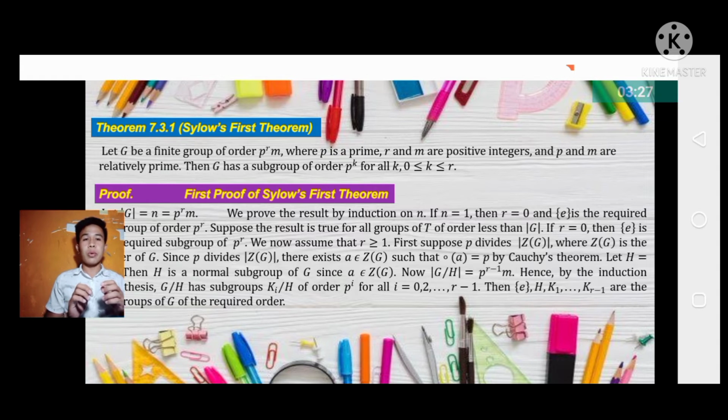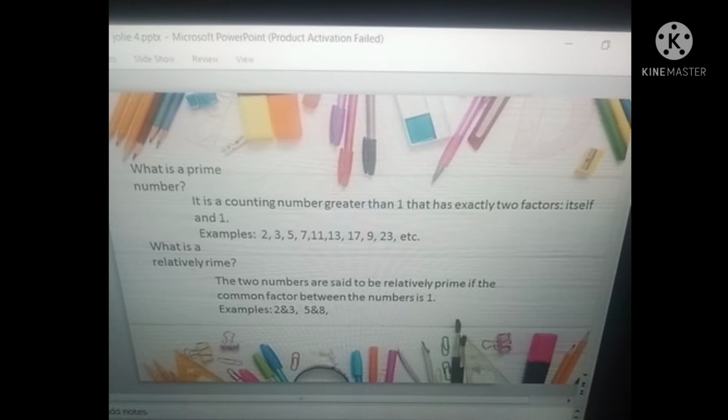So now I will be presenting my second presentation, because I'm going to show you examples of prime numbers and of numbers that are relatively prime. So let us present. We are now in my second presentation. Here I will be discussing what a prime number is, as well as what relatively prime means.